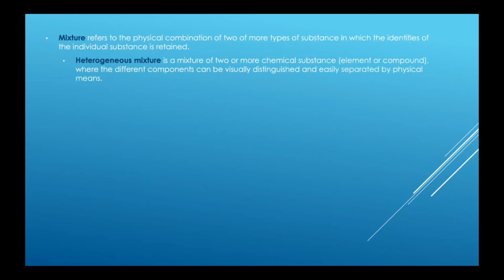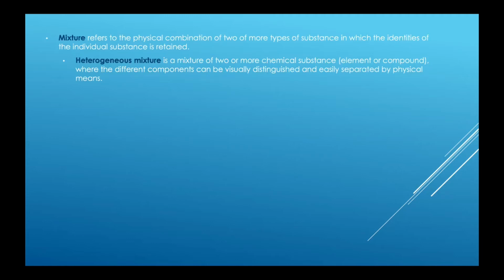Okay, great. You have done with task number 2. So let's continue with the lesson. Mixture refers to the physical combination of 2 or more types of substance in which the identities of the individual substance is retained. There are two types of mixture. There is a heterogeneous mixture, which is a mixture of two or more chemical substances where the different components can be visually distinguished and easily be separated by physical means.